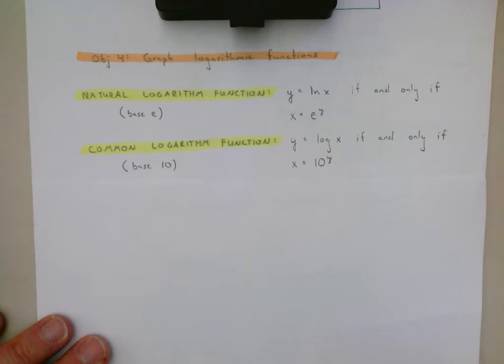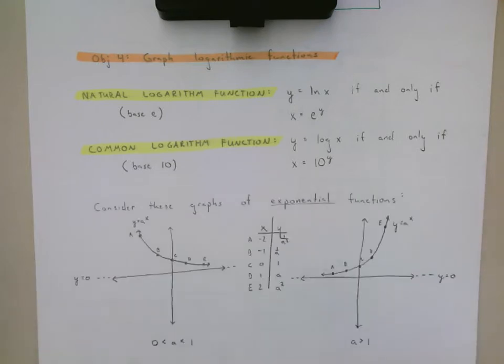Okay. With that out of the way, we're ready to start graphing logarithmic functions. And our ability to graph logarithmic functions is based on our knowledge that logarithmic functions are the inverse of exponential functions. And since exponential functions are one-to-one, we know that their inverse will also be a function. To start that exploration, I'm going to have you look at these two graphs here.